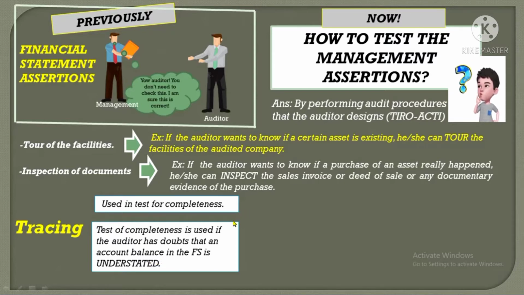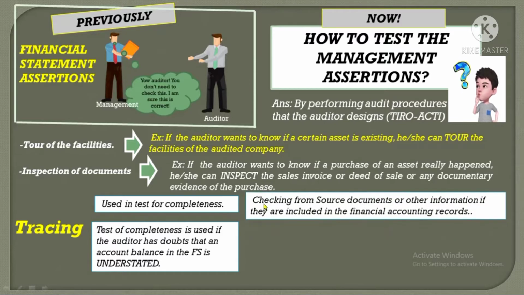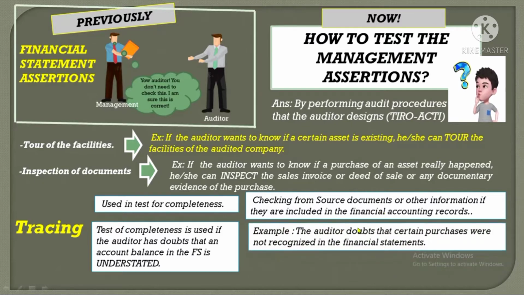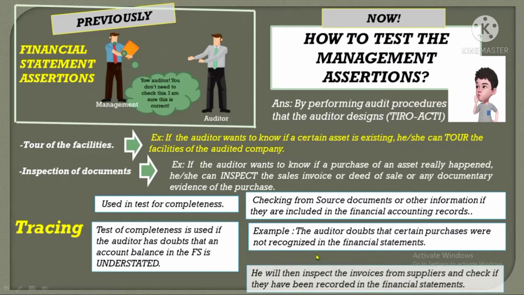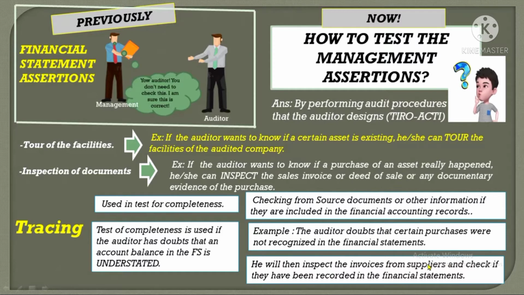So what will you specifically do if you feel like something is lacking? Logically, you will start inspecting the source documents or look for other information and then check if they have been recorded in the financial statements. Example, if the auditor doubts that some purchases of inventories were not recognized, he can inspect suppliers' invoices and the receiving reports for items received from suppliers. And then from those, you can go to the financial statement records to check if they are recognized. So, that's what we call tracing.